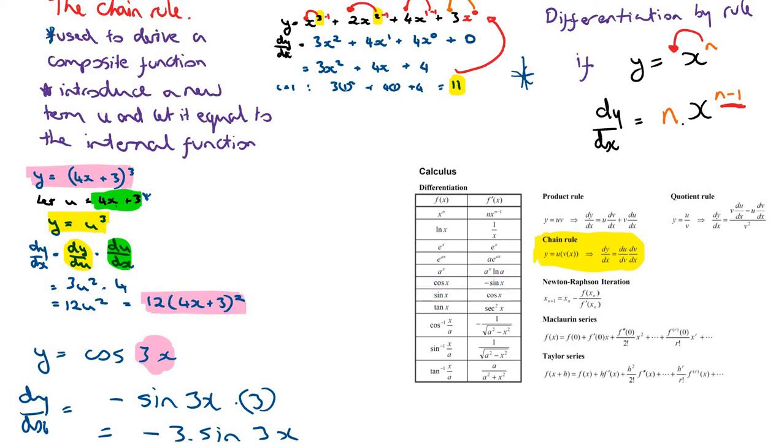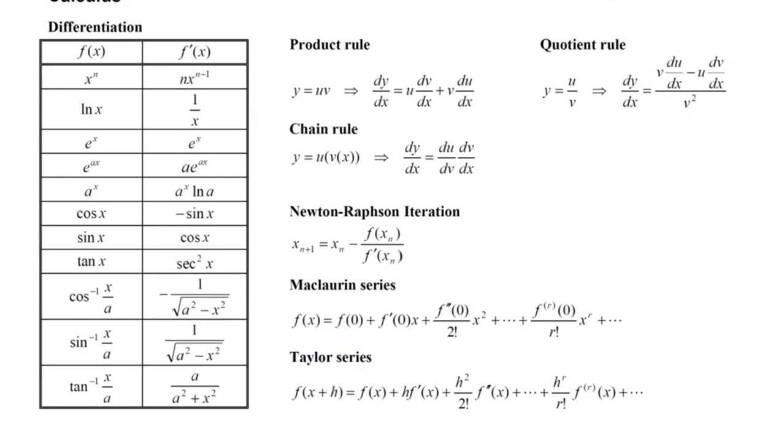So I'm just going to go through this table now in a little bit more detail. In the tables, this is what you're going to see. First off, we have differentiation by rule. Then we've got some of the other functions that you come across in Leaving Cert questions. So the natural log of x, the derivative of that is just 1 over x. The derivative of e to the x just becomes e to the x.